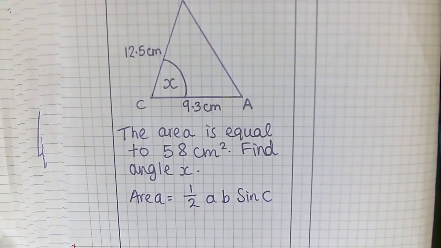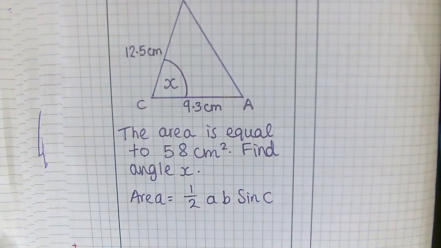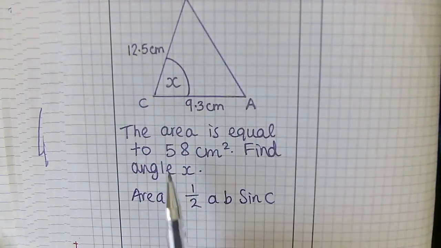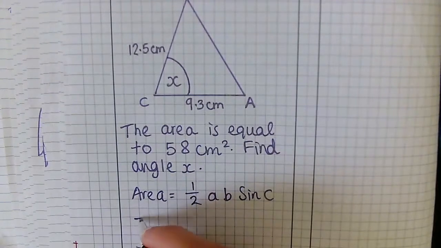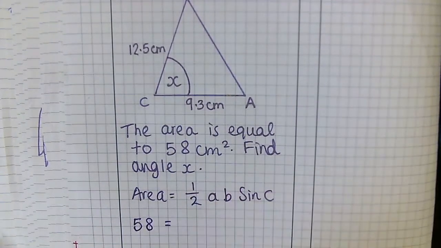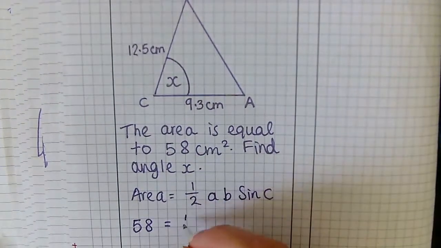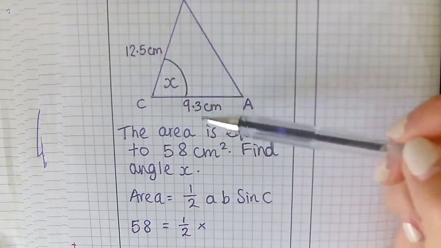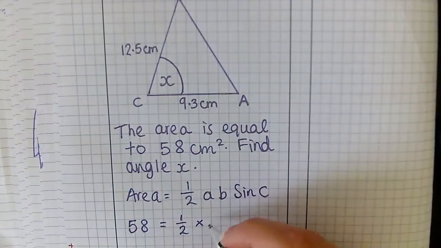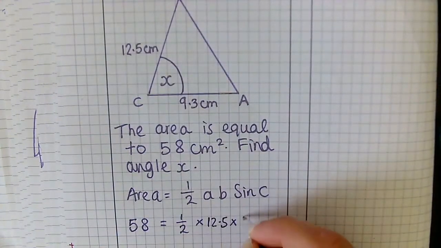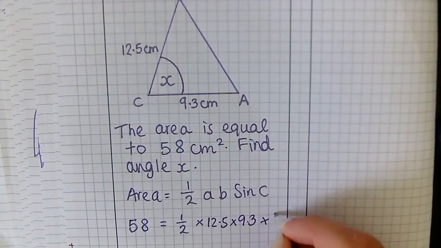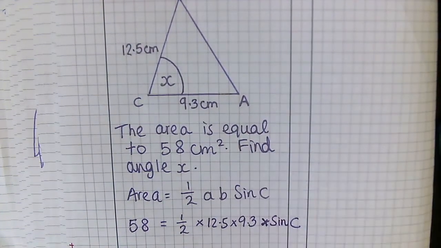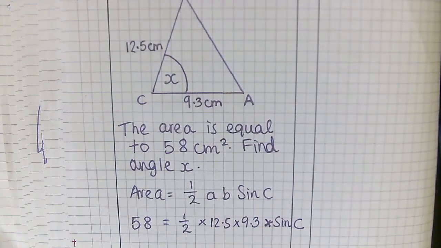What you can do next is substitute the values in that you know, so you know how you can rearrange the formula. So we know in the question that the area is 58, so I'm going to write that in on the left hand side. That must be equal to 1/2 times, remember A and B can be either of the sides, so I'm going to do 12.5 times 9.3. And I don't actually know the angle, so I'm going to leave it as sine C.